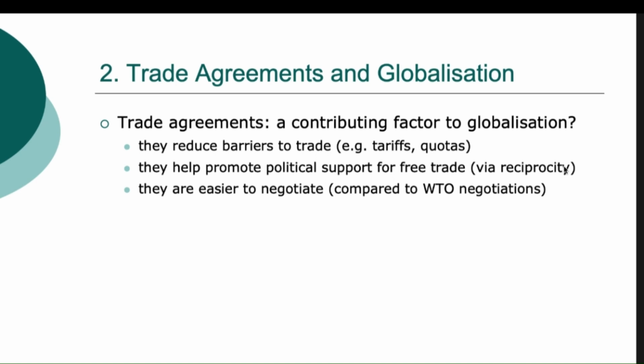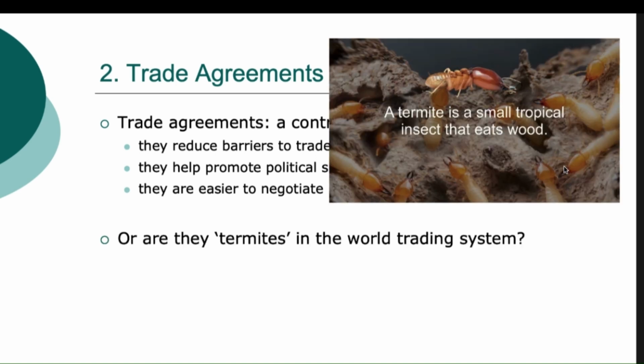So, not surprisingly, many people do view these as an important contributing factor to globalization. However, there is another side of the argument, and some people actually argue quite the opposite, that they're actually detrimental. They've been referred to as termites in the world trading system. As you may or may not know, a termite is a very small insect that, despite being small, can be very damaging. It can undermine structures, particularly anything made of wood. Termites will gradually eat their way through it and undermine its structure. And trade agreements are viewed by some people as having a similar sort of effect on the world trading system.